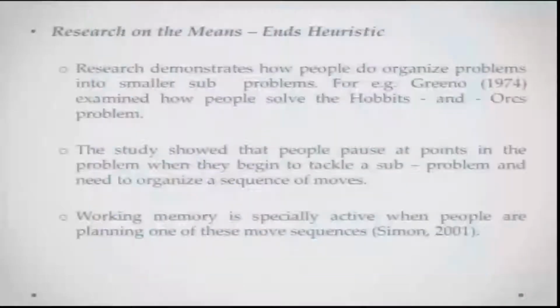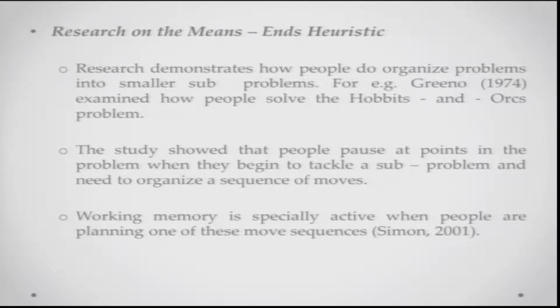So, that is how people would break this problem down, and go about solving this big problem. They did this study, Greeno in 1974, and they tried to examine how people solve this hobbits and orcs problem. This study showed people do pause at particular points, and they have to try and tackle a sub problem. Now there are this number of orcs and this number of hobbits on the left side, this number of orcs and this number of hobbits on the right side. How do I do it? They sometimes plan ahead, they sometimes come back, and they organize a sequence of moves that ensures the correct solution of the problem.